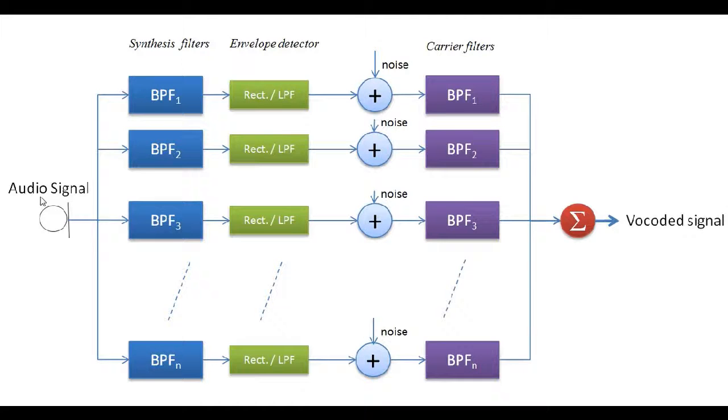The input signal is first analyzed using a set of bandpass filters. For each frequency band, we calculate the envelope. We add the noise and use the same carrier filters as synthesis filters, and then sum up the signal to get a vocoded signal.